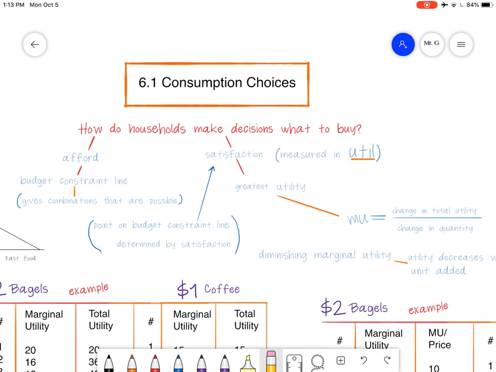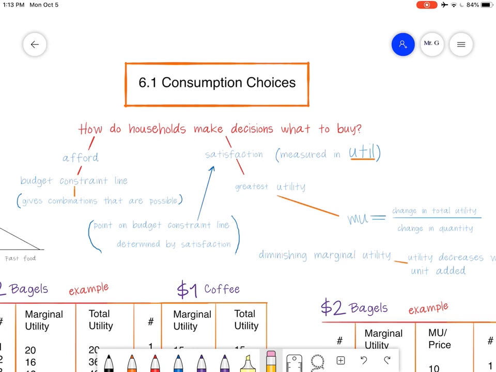Can they afford something? You remember the whole idea of demand. You have to be able to afford it, you have to be willing to spend it, and basically, you have to actually want the item. So we look at the first one, the budget constraint line, which gives all the combinations that are possible and can show whether we can afford it.